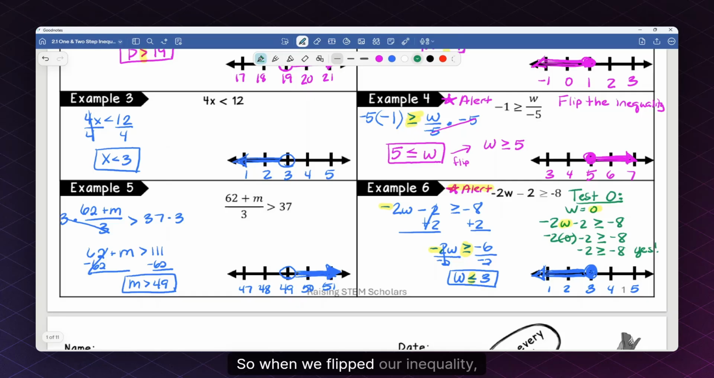So when we flipped our inequality, it was just kind of a shorthand way to make sure it's shaded correctly when we multiply or divide by a negative. So, negative 2 is greater than negative 8, which seems weird because 2 is a smaller number than 8. But when we're talking about negatives, negative 2 is closer to 0 than negative 8. So it is a bigger number.